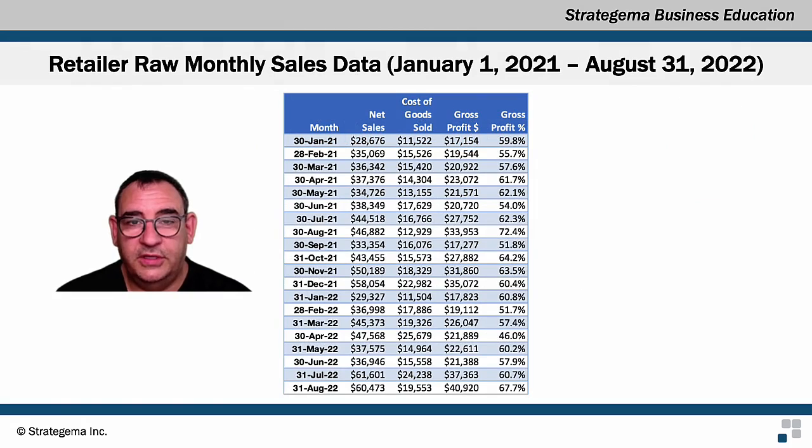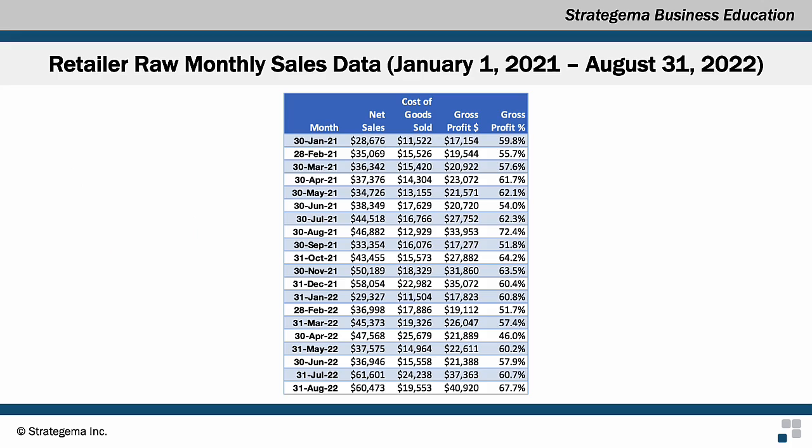Here's some data for a fictitious retailer. The data is based on a real business. However, sales and cost of goods sold figures have been scaled by some random amount to preserve any underlying trends. The data is provided for a 20-month period from January of 2021, when the business first opened, through to its most current month of operation, August 31st, 2022.